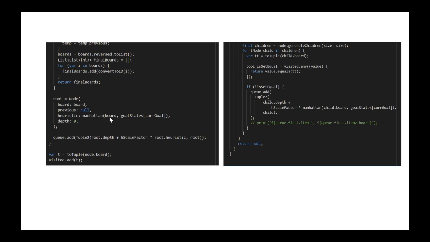Now, if current goal is not equal to the length of the goal states, that is, all the goal states have not been processed, that means we haven't reached or processed all of the goal states yet. So, another root node is initialized and added to the queue. The root node has the initial state of the puzzle, the previous is initialized to null, and the depth is 0, and the heuristic is the scale factor multiplied by the initial Manhattan distance of the current state to the next goal state.